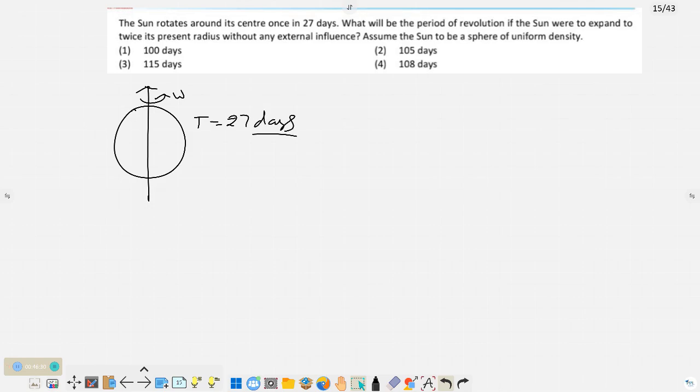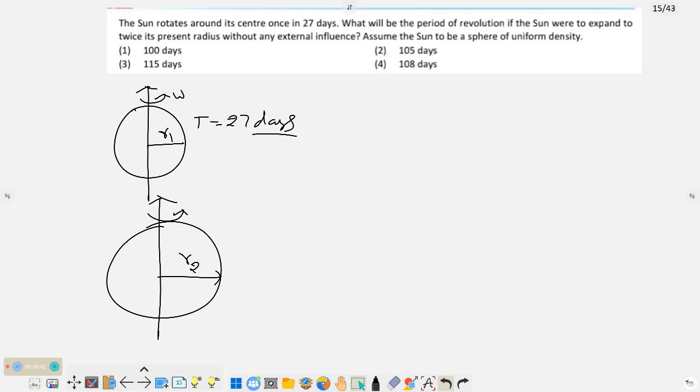Now, when the size becomes doubled, the radius, initially R1, becomes R2. In this case, the angular velocity also changes. Initial angular velocity omega 1, later it changes into omega 2. When angular velocity changes, the time period of rotation also changes. So how can you say this one? According to the conservation of angular momentum concept.